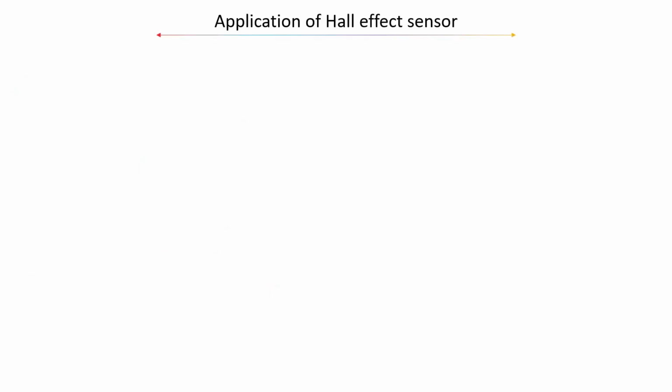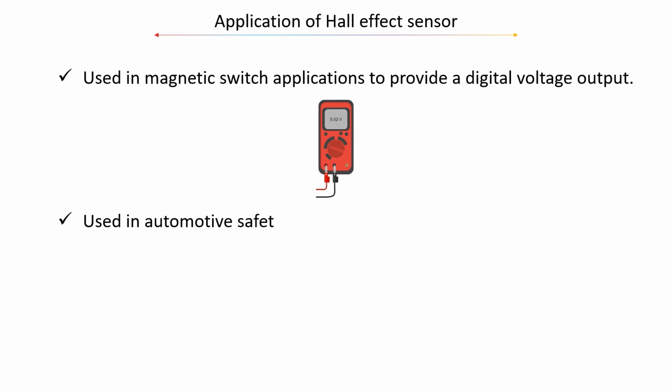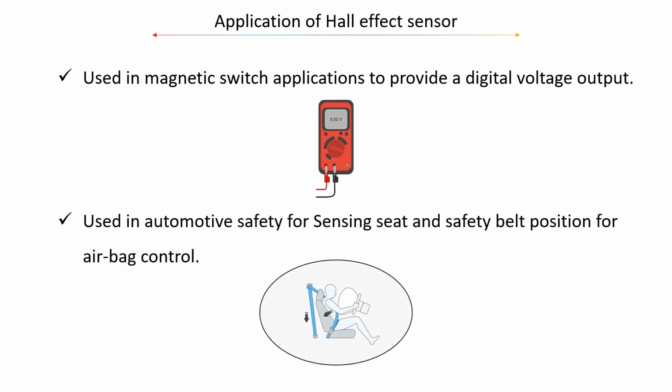Applications of this sensor. This sensor can be used in magnetic switch applications to provide a digital voltage output. It can also be used in the automotive safety for sensing seat and safety belt position for airbag control.